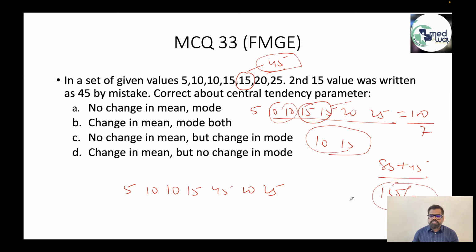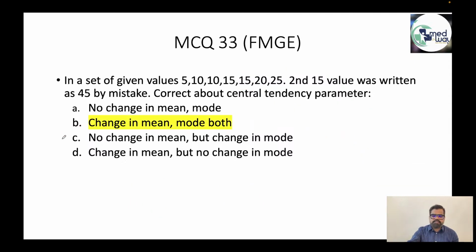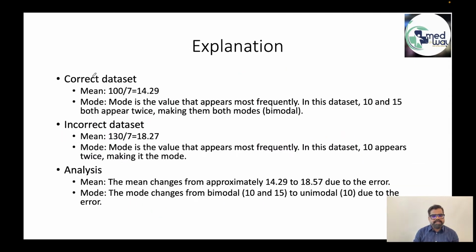So the mean also changes and the mode also. Mode is only 10 now. So when the value was incorrect, the mean and mode both have changed. So the answer will be change in mean and mode both. Let me give you the correct data: it was 100, so mean was 14.29. Mode was 10 and 15.